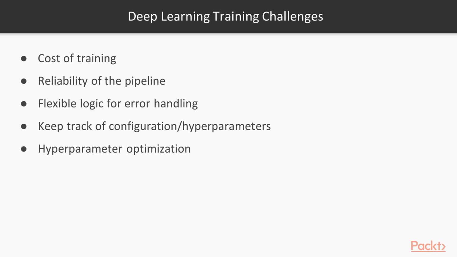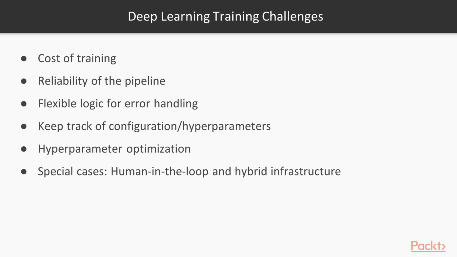Also, there are special cases where it may be harder than usual to organize a deep learning pipeline. First is human in the loop, meaning that after each training iteration, we need to show the results to a person and then retrain the model based on his or her feedback. The second case is using external infrastructure for training, where we want to integrate GPU machines outside of our infrastructure to save on the cost of training. Let's take a look at how AWS Batch, AWS Step Functions, and AWS Lambda allow us to handle these challenges.